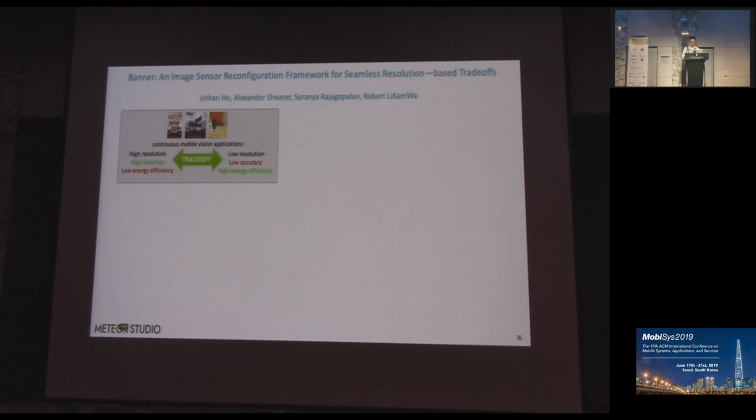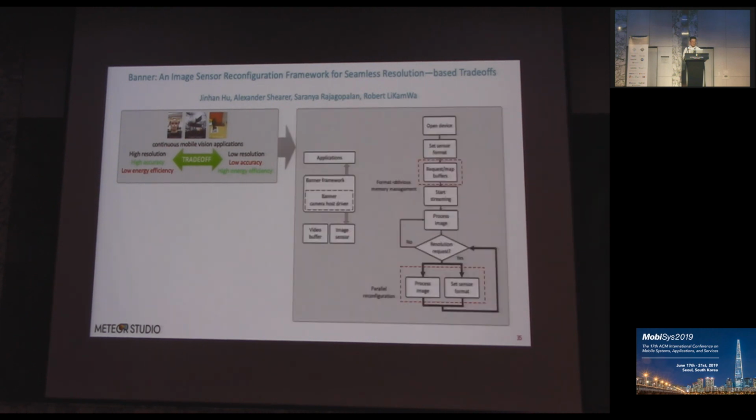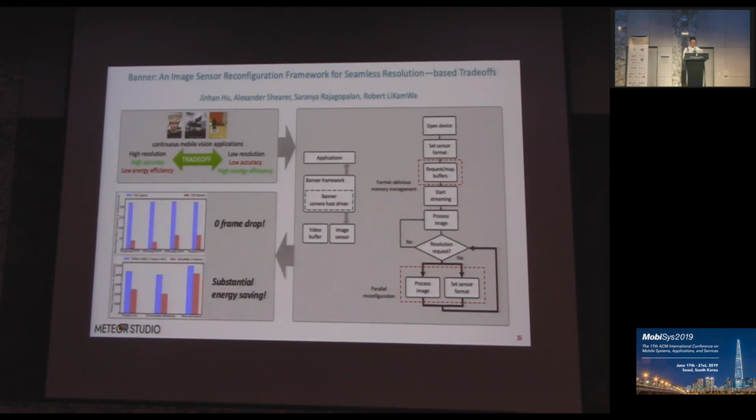So in summary, continuous mobile vision applications can benefit from the resolution-based trade-offs to extend the battery life. However, resolution reconfiguration in current systems incurs a latency penalty because of the sequential reconfiguration procedure. And we introduced the Banner Media Framework through parallel reconfiguration and format-oblivious memory management. Most of the reconfiguration procedures are avoided. And the applications can now reconfigure the sensor resolution through only one system call.